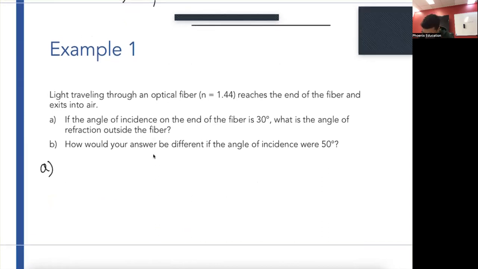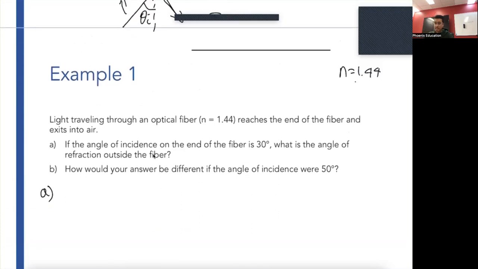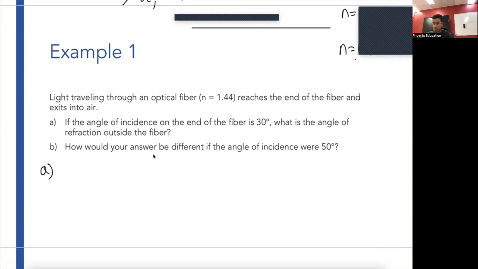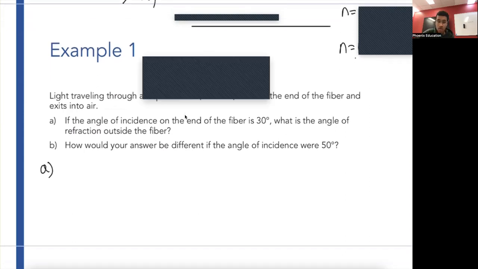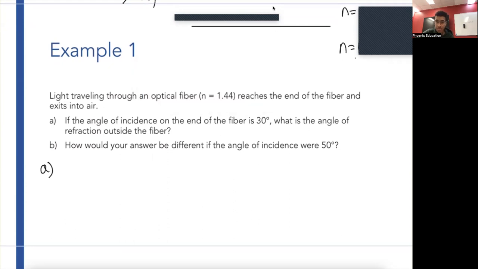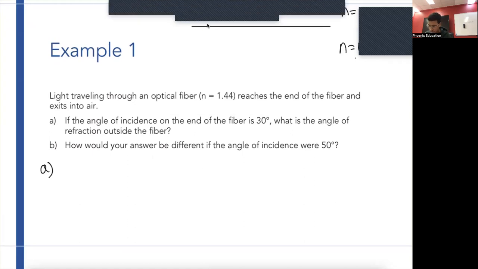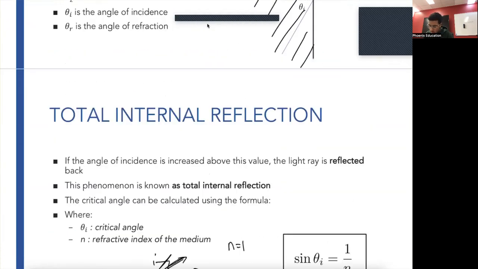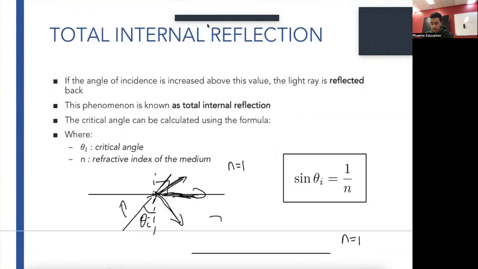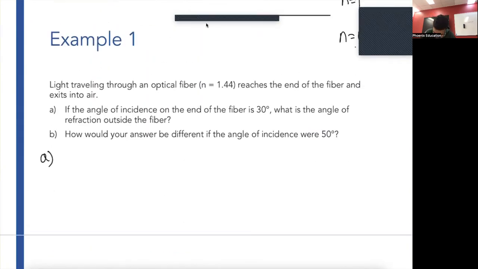Okay, so n equals 1.44, reaches the end of the fiber and exits into air. Okay, one thing you have to assume is that the refractive index of air is 1. Okay, this is just something you have to consider. Now, if you look at this question, recall from the formula that n1 sine theta I equals n2 sine theta R. So we'll just write this down so we don't have to worry about it.